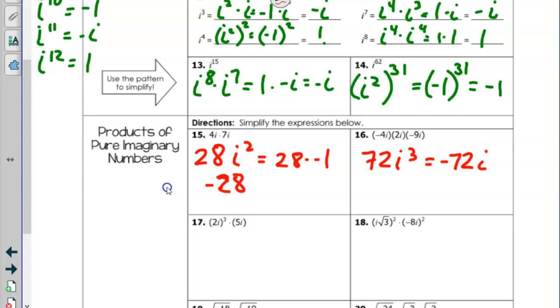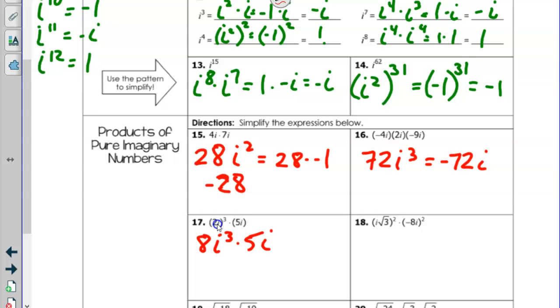Would you do 2 cubed times 5? Yes, you cube it first. So we need to follow our PEMDAS: parentheses, exponents, then multiplication and division. So 2 cubed. What is 2 cubed? Very good. And then we have i cubed times 5i. So I first handled my exponents, distributed them. What is 8 times 5?